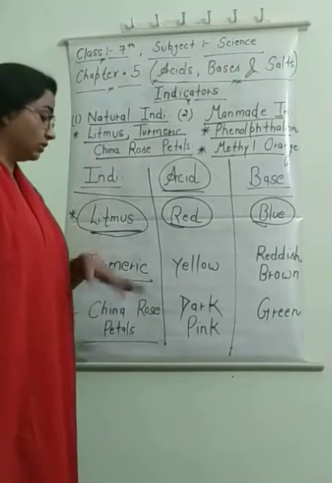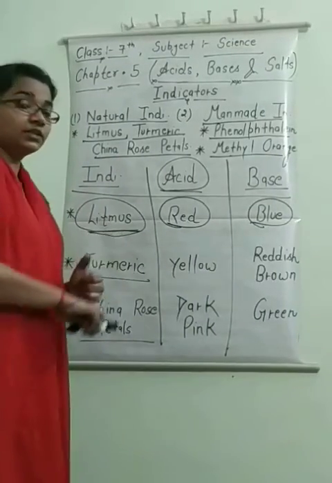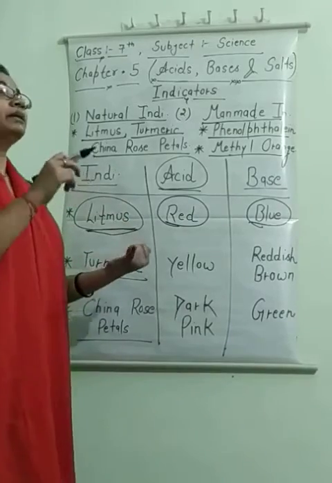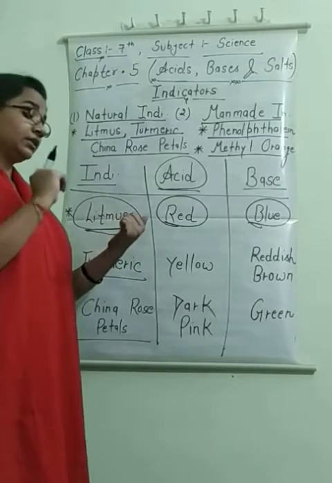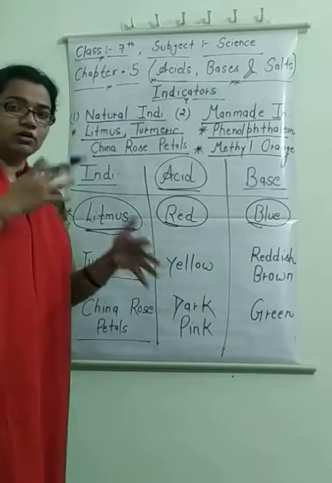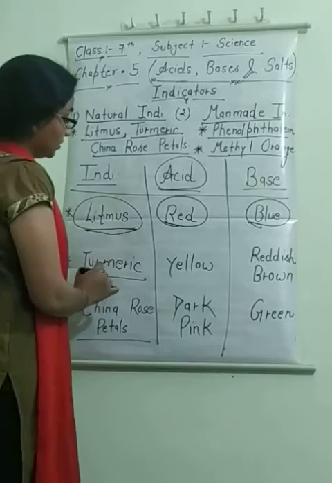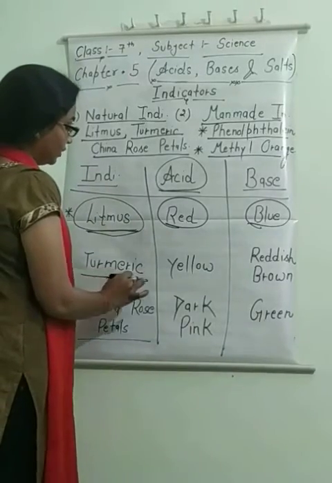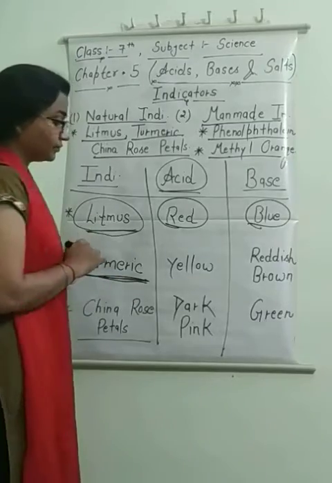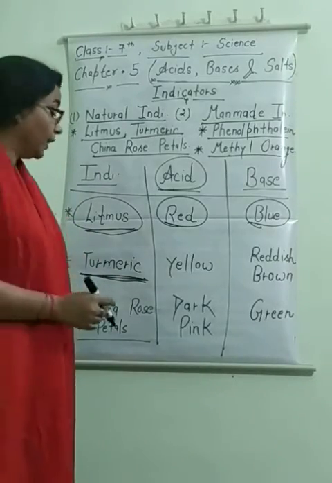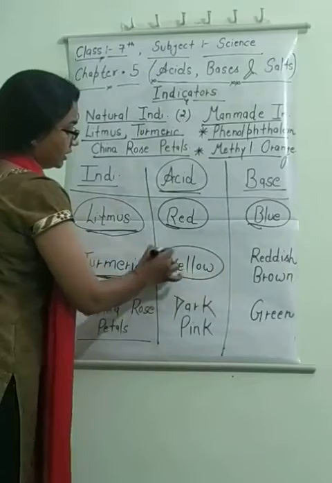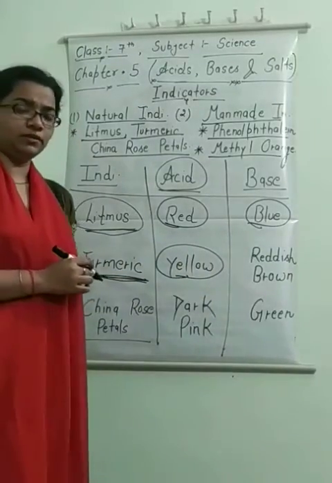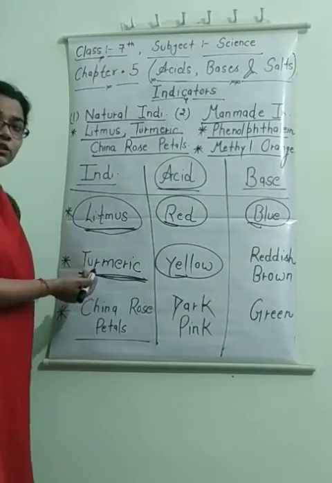We all have heard about turmeric. This is anti-allergic, antiseptic, and best for skin treatment, best for our kitchen and all. Clear? So this turmeric is also a very helpful indicator for us. How will it be helpful? You will say, ma'am, here you have written yellow color. What does it mean? It itself contains yellow color, na?